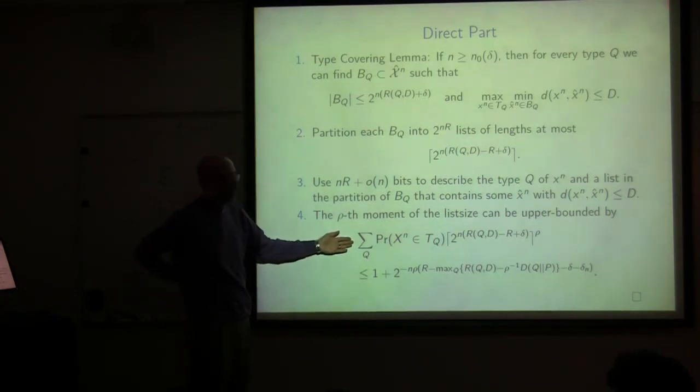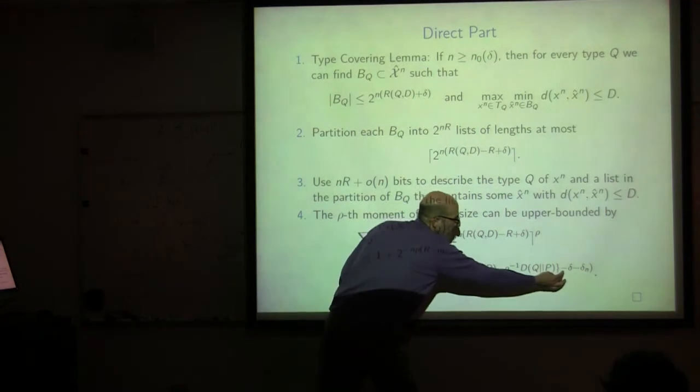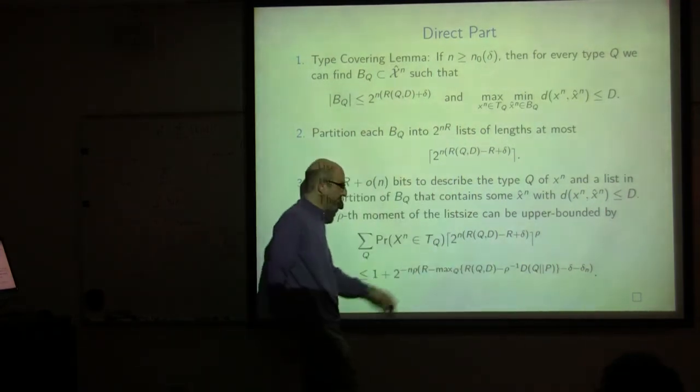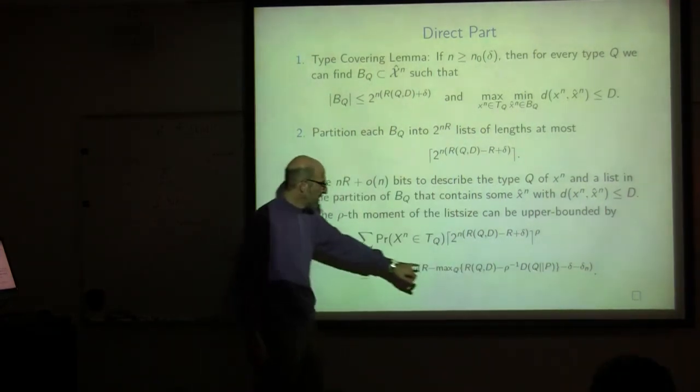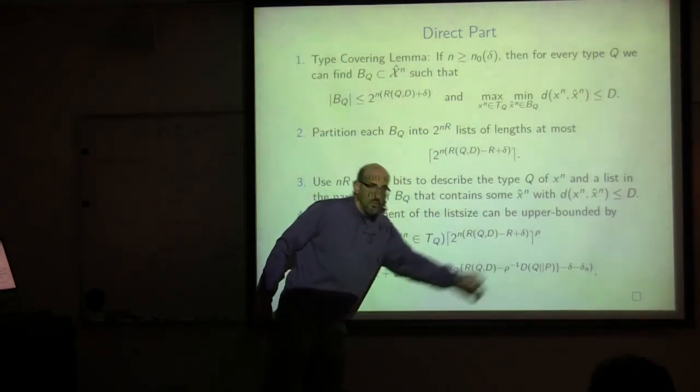We work out what the growth moment of this is. We have here a sum over Q. The number of types is polynomial. We can upper bound the sum by roughly the largest term. The largest term is going to give us this expression over here, and this is exactly what we have. So it's the max over Q of R(Q,D) minus rho inverse D(Q||P).